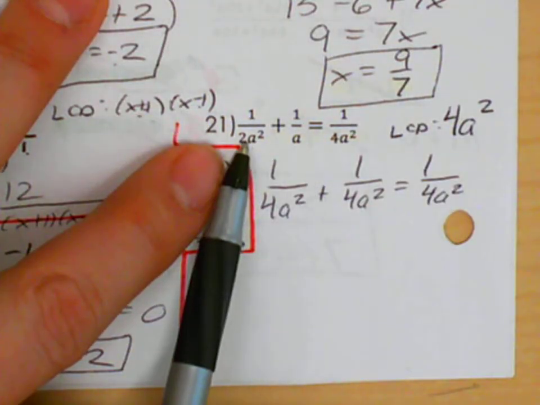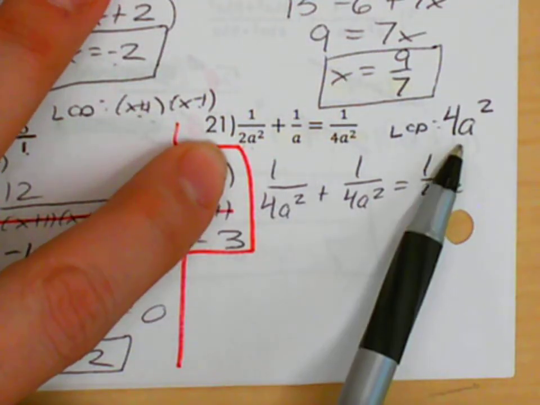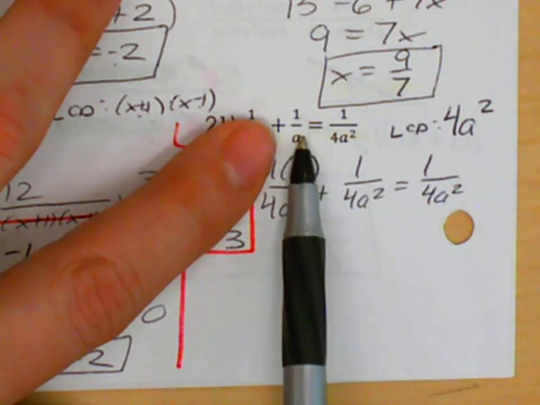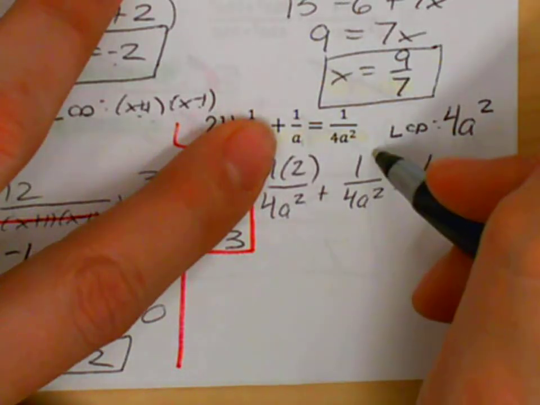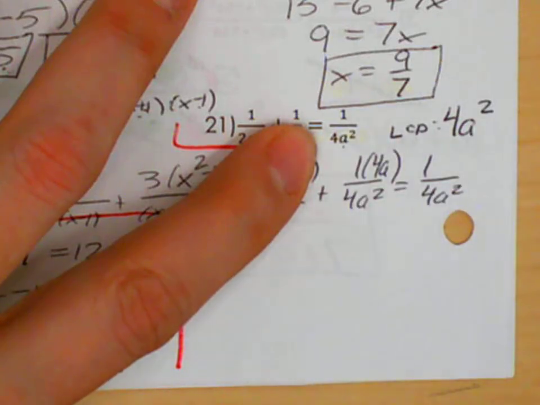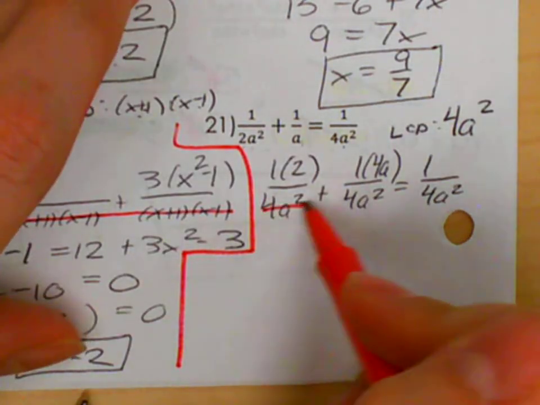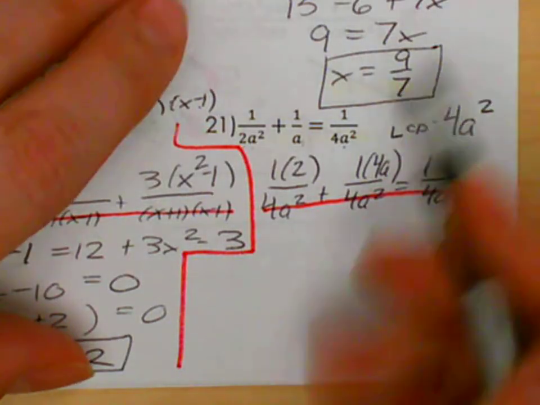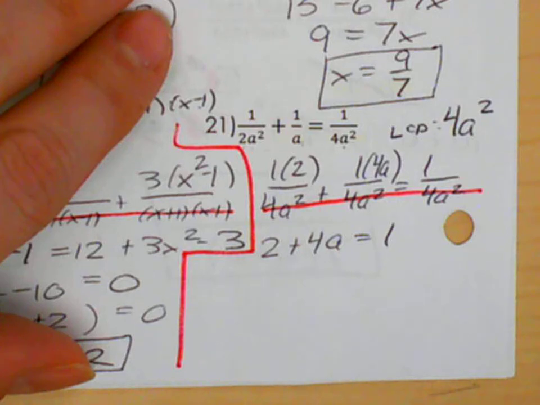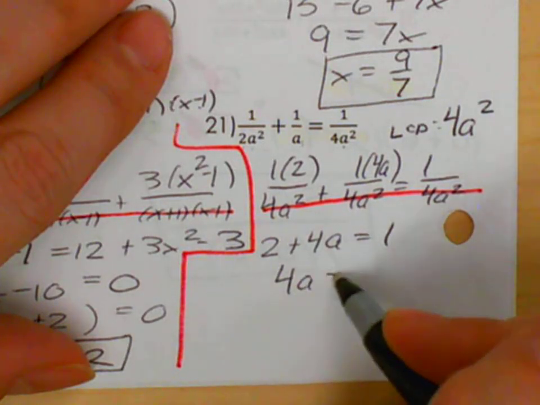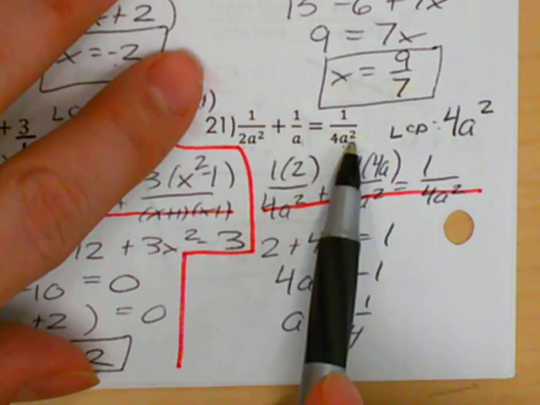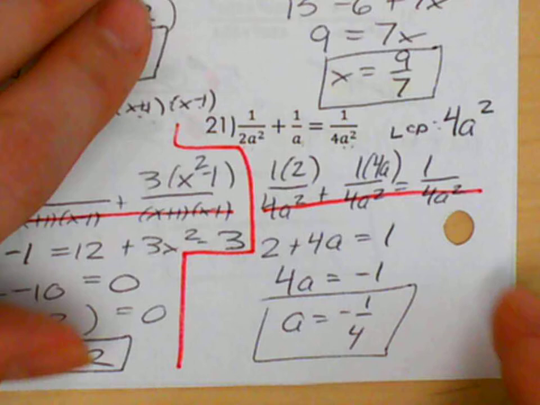On this first problem, if I wanted to get from here to 4a squared, I would have to multiply by 2. So I need to multiply the top by 2. Here, I would need to multiply by 4a. So I need to multiply the top by 4a. And this is the least common denominator. I don't need to multiply by anything. So now I can ignore the denominators because they're all the same. This gives me 2 plus 4a equals 1. If I subtract 2 from each side, I get negative 1, and then divide by 4, negative 1/4. It doesn't make my denominator be 0. So make sure you check that.